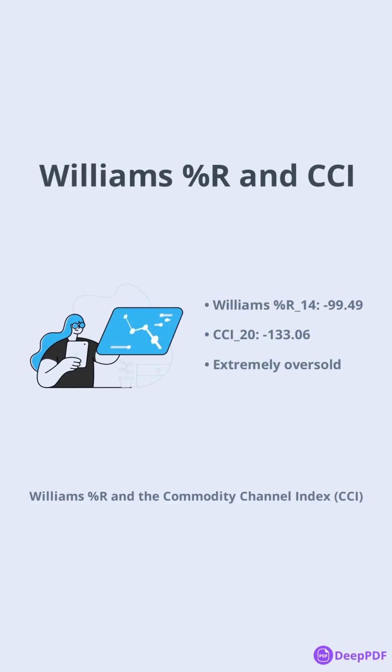Williams %R and the Commodity Channel Index, CCI, are useful for spotting overbought or oversold conditions. TXN's Williams %R14 is at minus 99.49, which is extremely oversold. The CCI 20 is minus 133.06, also indicating an oversold state. These readings suggest that TXN may be due for a short-term rebound, especially if other indicators start to turn positive.